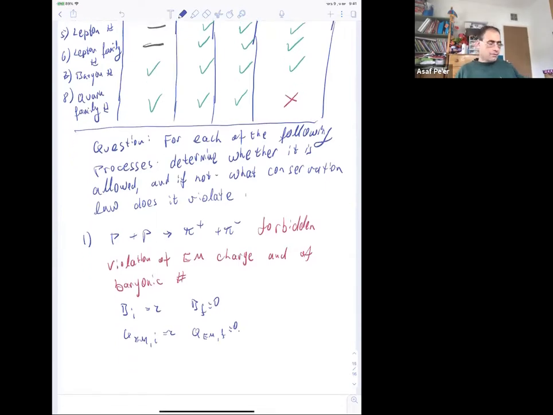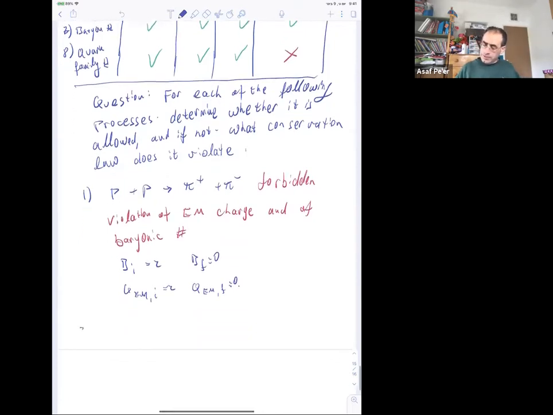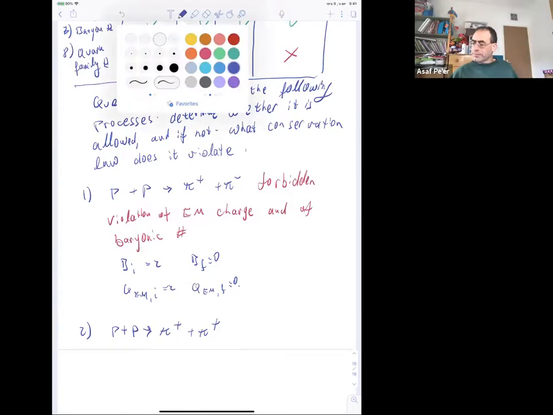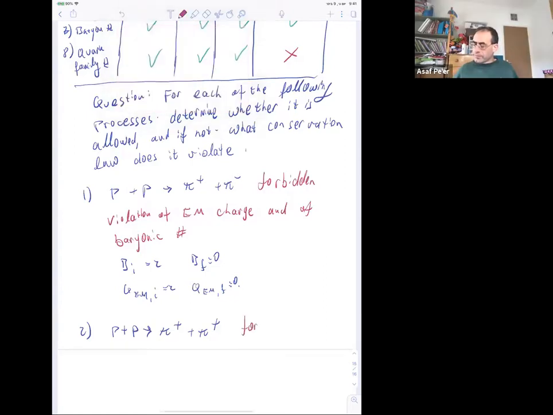Okay. What about, what do I have here? Okay, it's going to be easy. Proton, and the proton goes into two positively charged pions. Allowed or not allowed? No. No, why not? Baryonic number? Baryonic number, very good. So this is also forbidden.